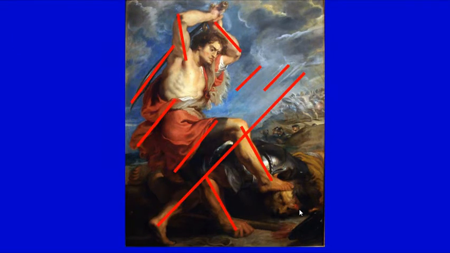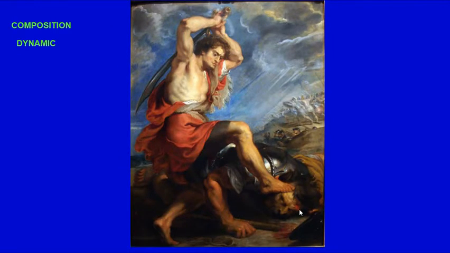All right. Notice all the diagonals that are in the picture. So there's these diagonals. It looks like rain is in the sky. And so that creates a lot of diagonals from upper right to lower left. Then the sword is parallel to the lines that are down here. This leg right here is parallel. This arm is parallel. There's all these parallels. There's the parallel of the edge of this fabric and this fabric. There are so many lines that go from upper right to lower left, and they are woven throughout this painting.